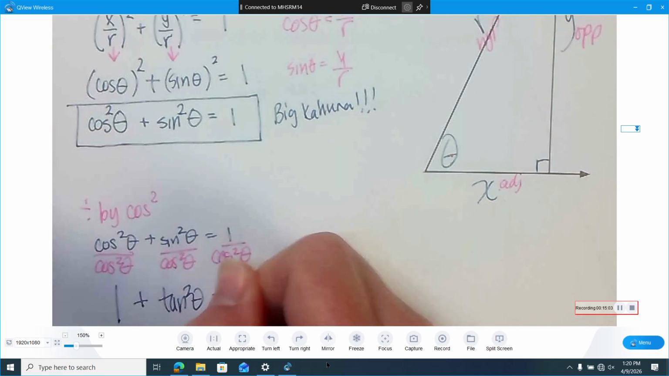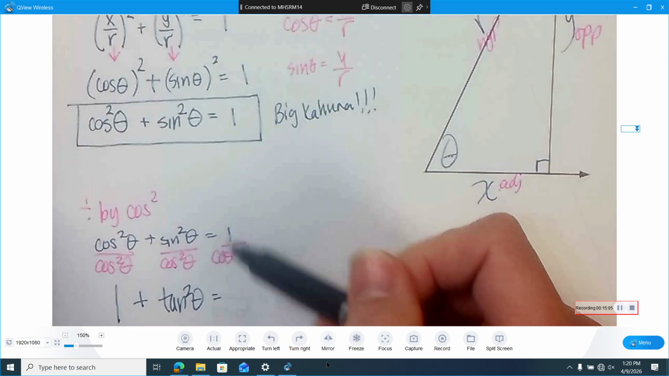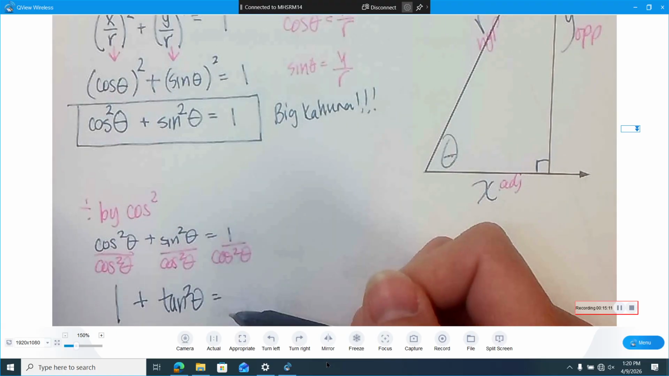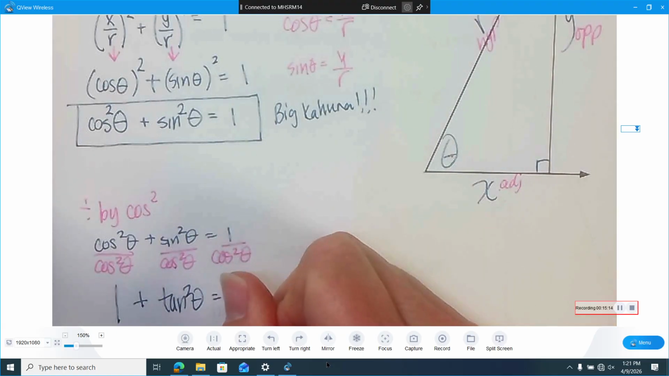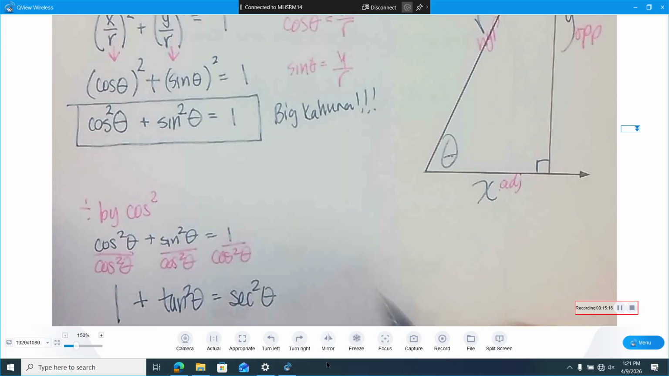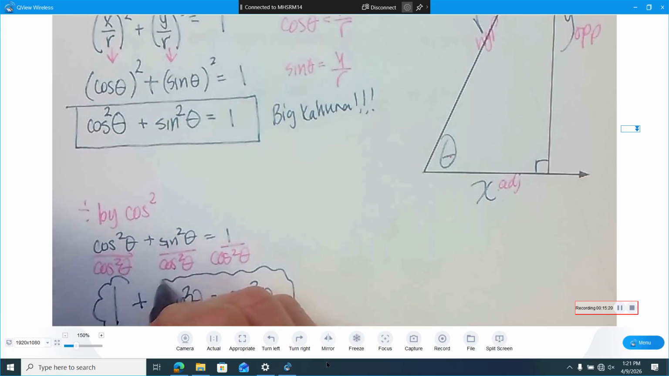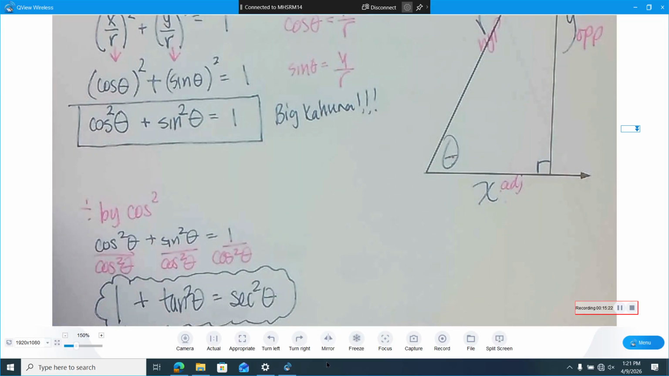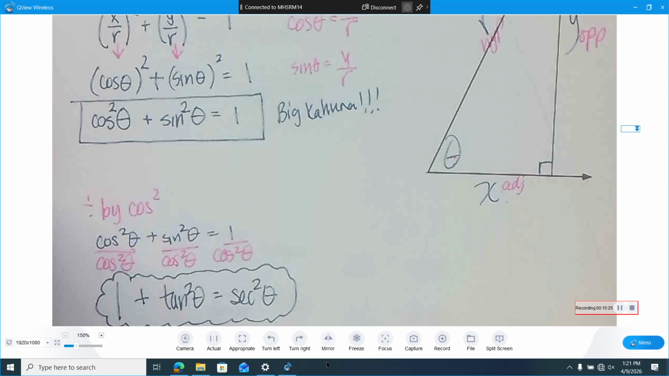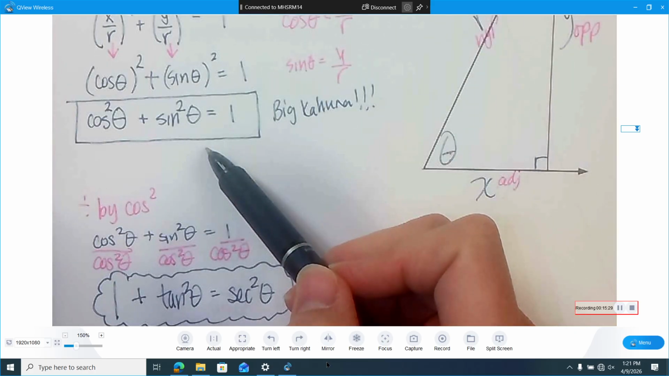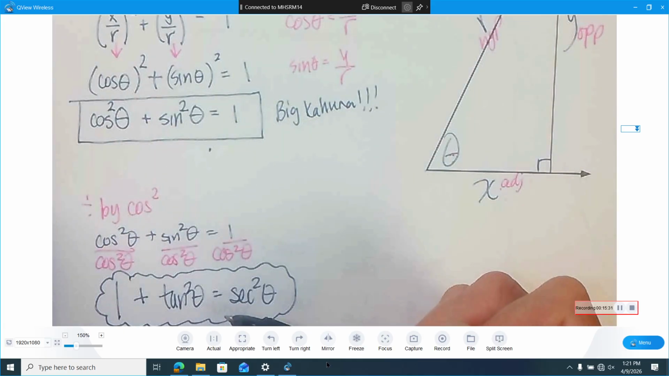Tangent squared. Very good. And then we have 1 over cosine. What's 1 over cosine? Secant. So what do you suppose 1 over cosine squared is? Secant squared. Exactly. Ladies and gentlemen, you just derived another Pythagorean identity. Do you have to know this one? No. You have to know this one. It's easy to get this one, isn't it? Okay. Yeah, the big kahuna is really the one you want to know.